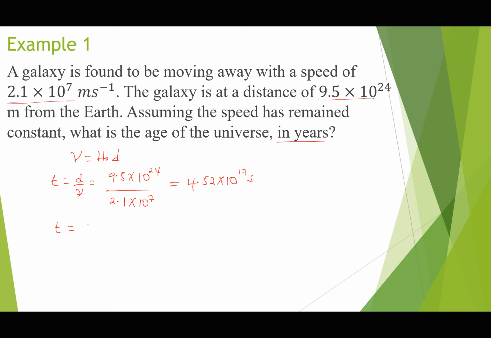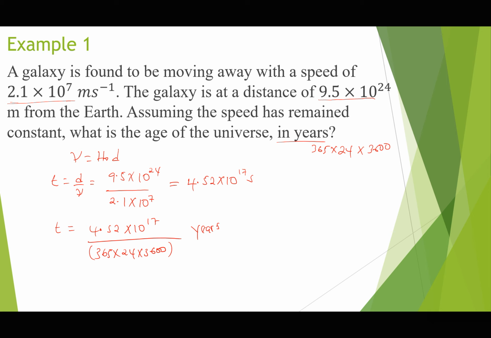So the time is going to be equal to 4.52 times 10 to the power of 17 divided by... So 1 year is approximately, I'll take 365 days. And 1 day is 24 hours, and 1 hour is 3,600 seconds. So I'll divide this by 365 times 24 times 3,600. So the answer here is going to be in years. I'm changing seconds to years.